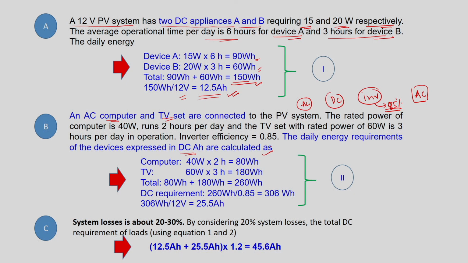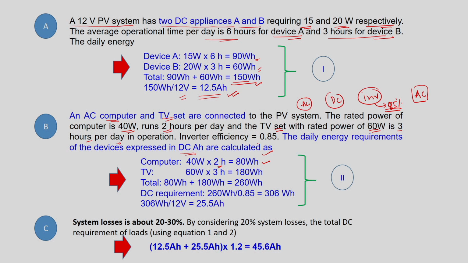In this case, the rated power of the computer is 40 watt and it will run for 2 hours per day, and for the TV set the rated power is 60 watt and it will run for 3 hours per day. So, for the computer, 40 watt for 2 hours will be 80 watt hour. That is the AC requirement. For the TV it is 60 into 3, so 180 watt hour, and the total will be 260 watt hour.